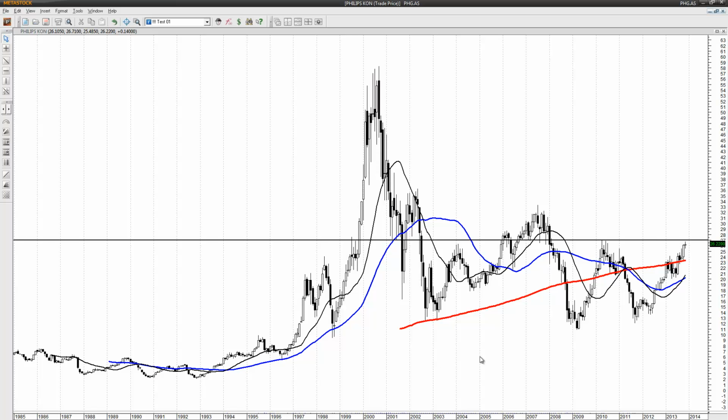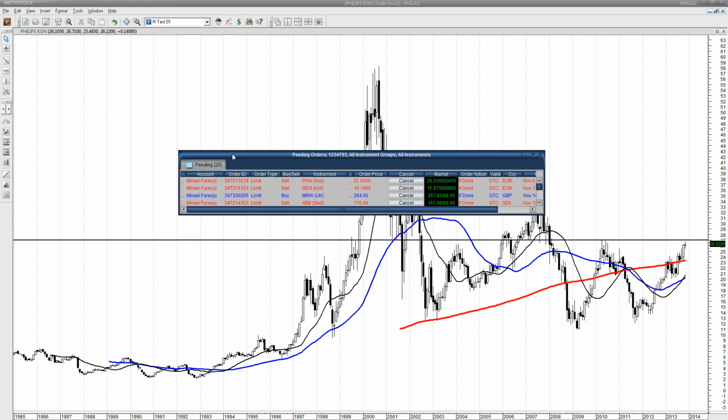Okay, that was all the charts. It was only 4 charts that I got. Take a look at the levels. Philips 27 short sell. Edelweiss 16 and 19 cent short sell. Morrison Supermarket 264 going long limit order, and ABB short sell at 170 and 40.